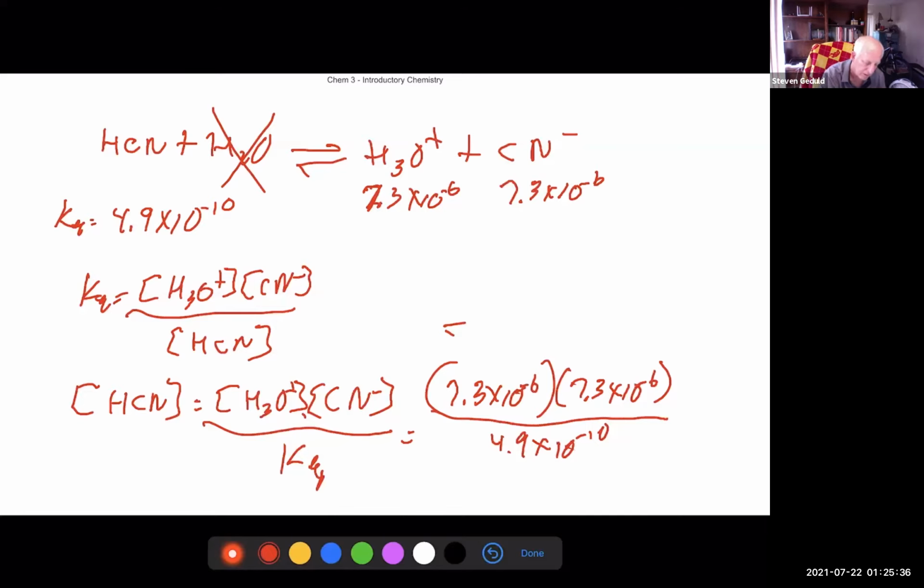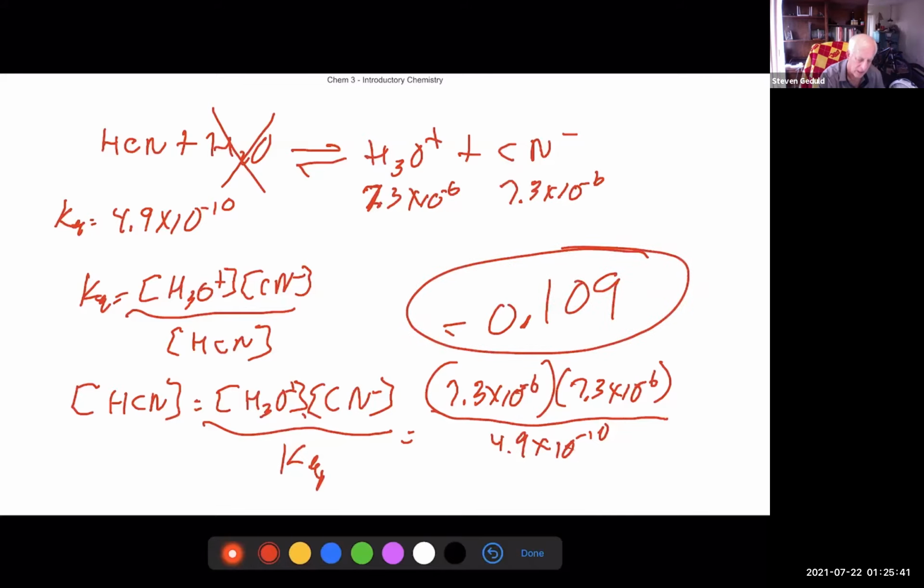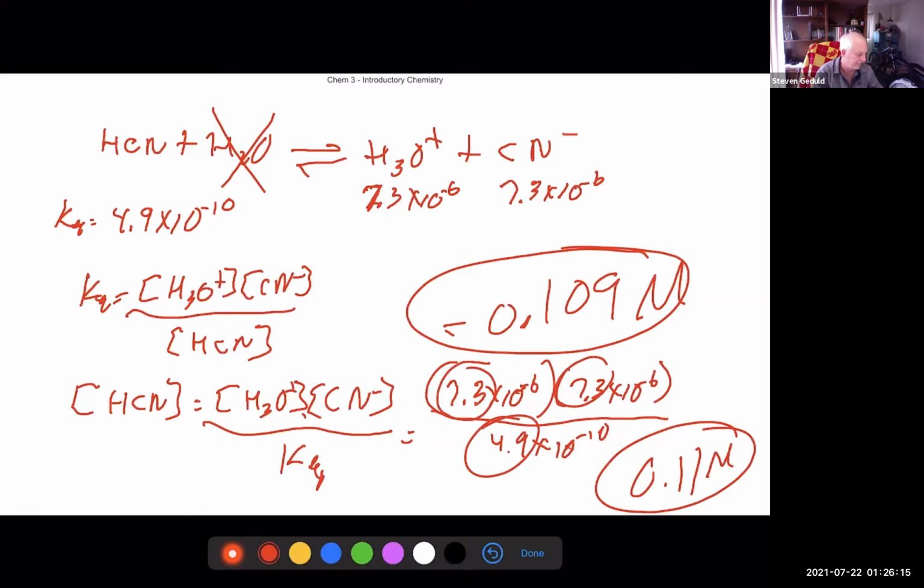0.109. That's in molarity. That's a concentration, that's not an equilibrium constant. Okay, so 0.109 molarity should be your answer. Oh, they round up to, it's only 2 significant digits, sorry. It's supposed to be 2 significant digits, so that rounds off to 0.11 molarity, because you're only good to 2 significant digits. Sorry about that.